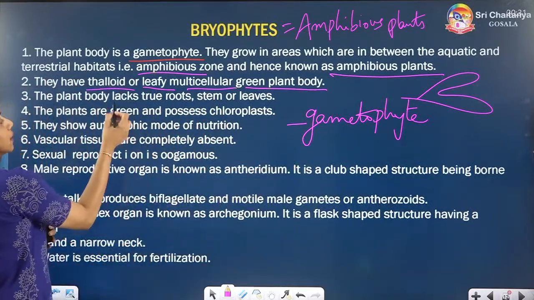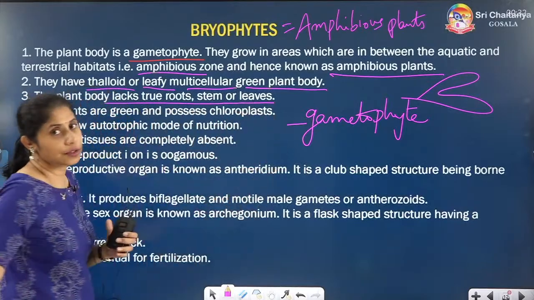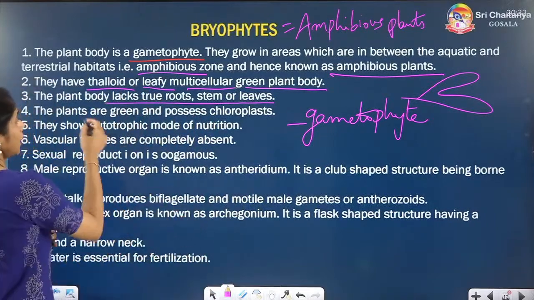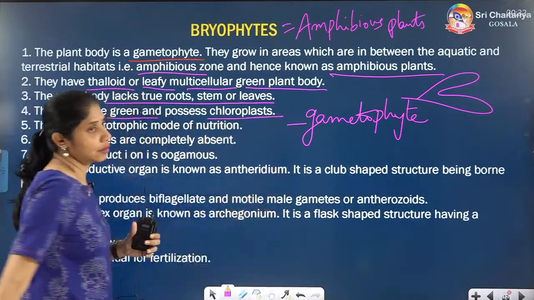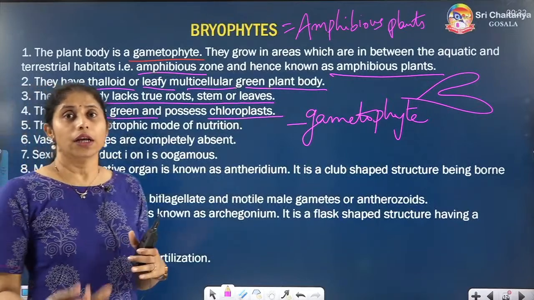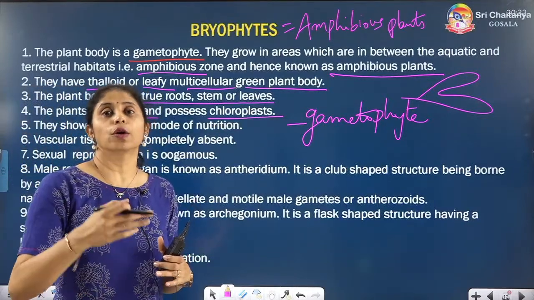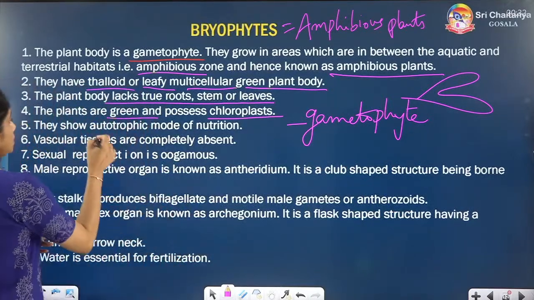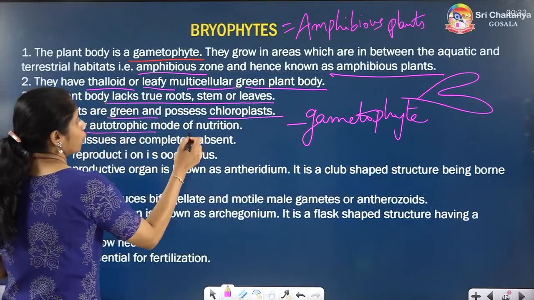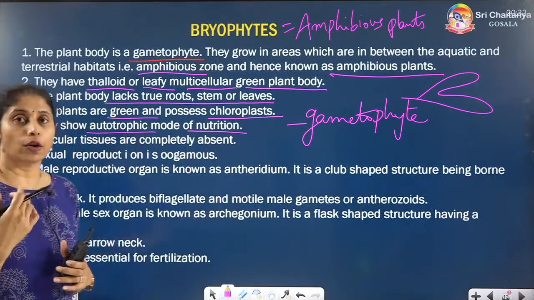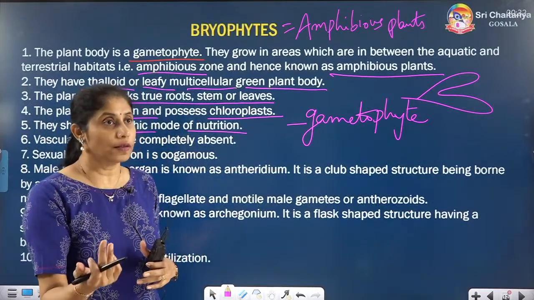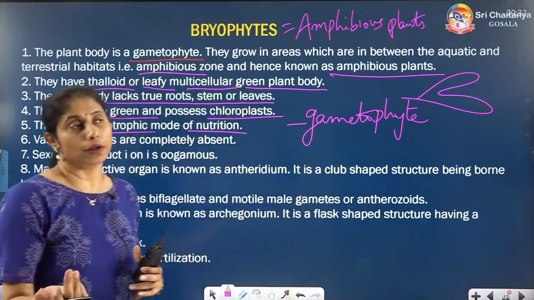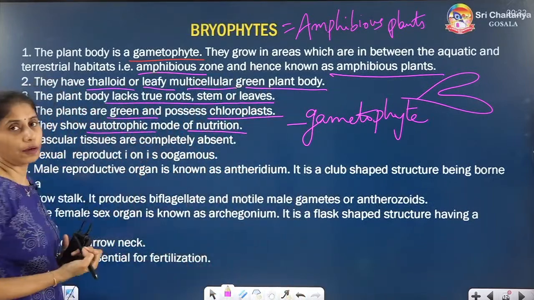Okay. So here you can see the plant body lacks true roots, stems or leaves. There are no true roots, stems and leaves in these plants. These are green and they contain chloroplasts. Definitely the plants are green. Green in color means obviously chloroplast is present and chlorophyll pigments are also present. Chlorophyll a and b, two pigments are present. And as pigments are there, they show autotrophic mode of nutrition. They are also autotrophs like algae, photoautotrophs. They will use sunlight energy. They perform photosynthesis to prepare their own food. So they are the photoautotrophs.